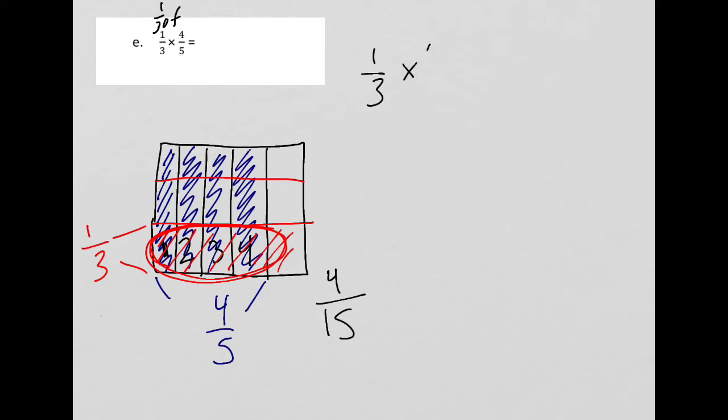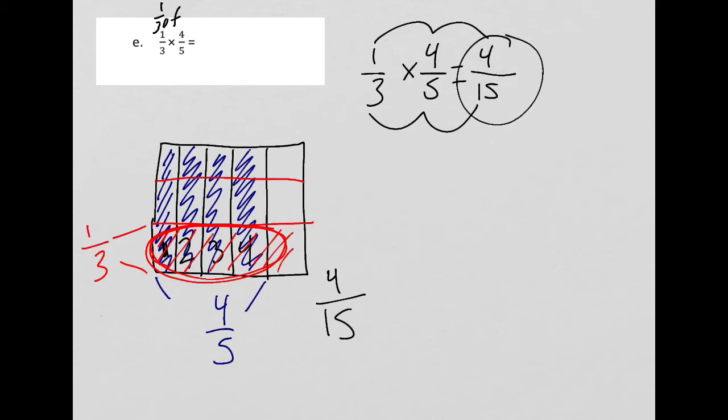And I can track that with a numerical expression. 1/3 times 4/5 equals 4/15. Now, I can't simplify 4/15 because there's no common factors that go into my numerator and my denominator. Factors of 4 are 1, 2, and 4. And factors of 15 do not include 2 or 4. They include 1, 3, 5, and 15. So 4/15 is my final answer.